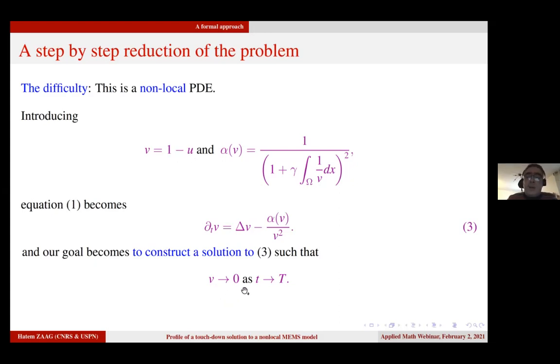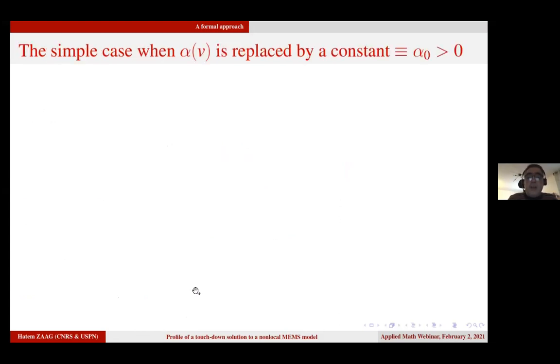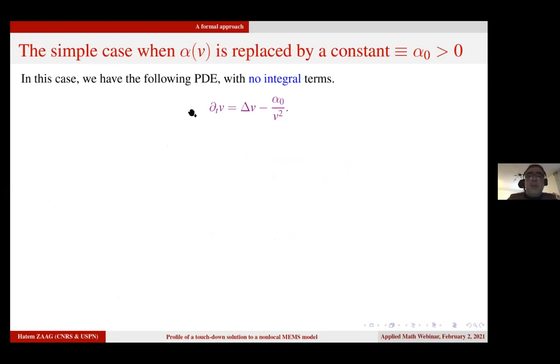Okay, now let me try to see some special cases. The first special case for me is the case where gamma is 0. If gamma is 0, of course, everything will depend on the behavior of alpha. If gamma is 0, or if we replace alpha of V by a constant, then we see a very familiar heat equation. This heat equation is not a heat equation that gives blow up. It's a heat equation that gives quenching, because the problem is not when V goes to infinity, it's when V goes to 0, okay?